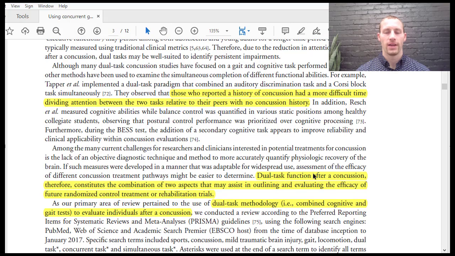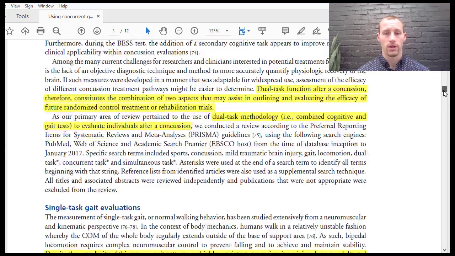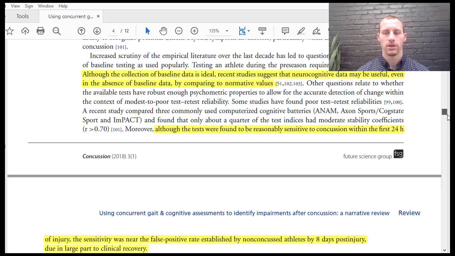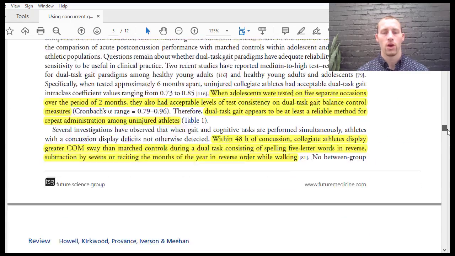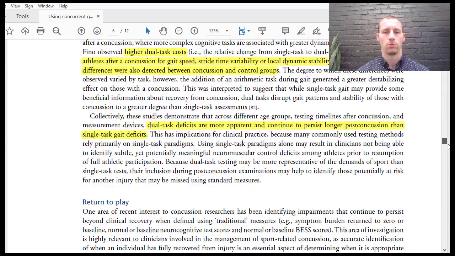And again, dual task function after concussion therefore constitutes the combination of two aspects that may assist in outlining and evaluating the efficacy of future randomized controlled treatment and rehabilitation. So if we go down here, they discuss all these different possibilities that you can do: dual tasking with gait, dual tasking with other forms like balance, with maybe moving an arm or leg a specific way.